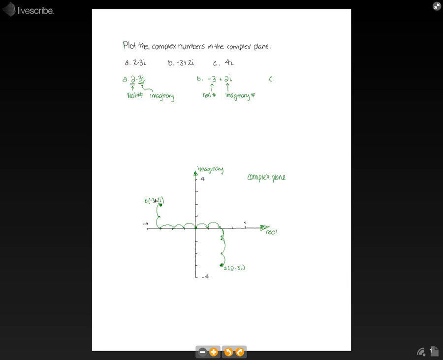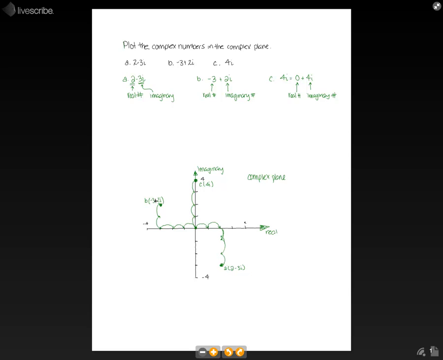And lastly, we have C, which is 4i, and we can rewrite that as 0 plus 4i, because if we have a 0, we usually just don't bother writing it, which means that 0 is our real number, and 4i is our imaginary number. We do that by the same method. We start at the origin, and we move 0 units on the real axis, which means we stay on the imaginary axis, just like if we had x equals 0, we'd stay on the y-axis. Then we move 4 units up the imaginary axis since we have a positive 4, which means 1, 2, 3, 4. This is our third point, C, which corresponds to 4i.